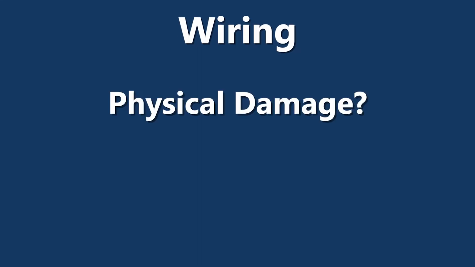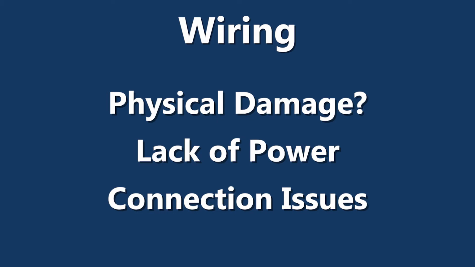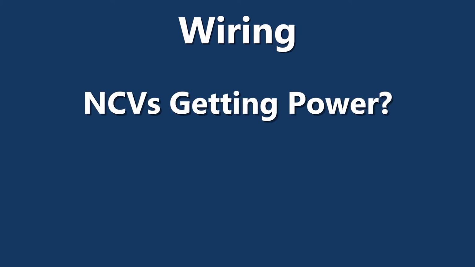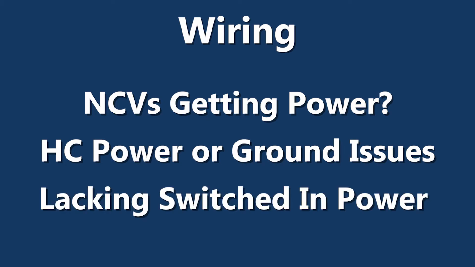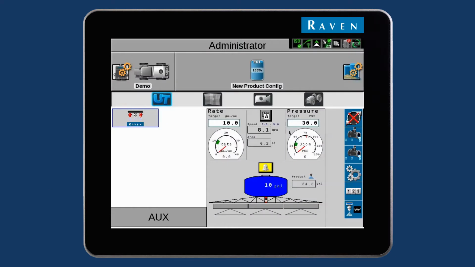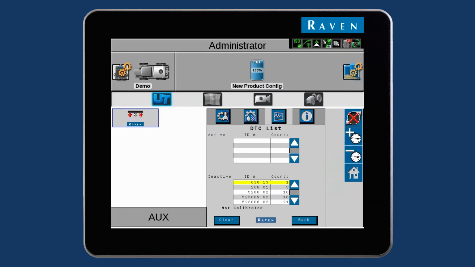Another issue may be because of wiring. There could be physical damage to the cabling in the system. This could cause lack of power or connection issues. Do the NCVs power up at all? This might be a good indicator of high current power or ground issues, or switched in power lacking in the system. Whatever the series of events are, the first indicator of the NCV problem is your Diagnostic Troubleshooting Code, or DTC list. If you have an active DTC, you may have an issue with the nozzle control valve.